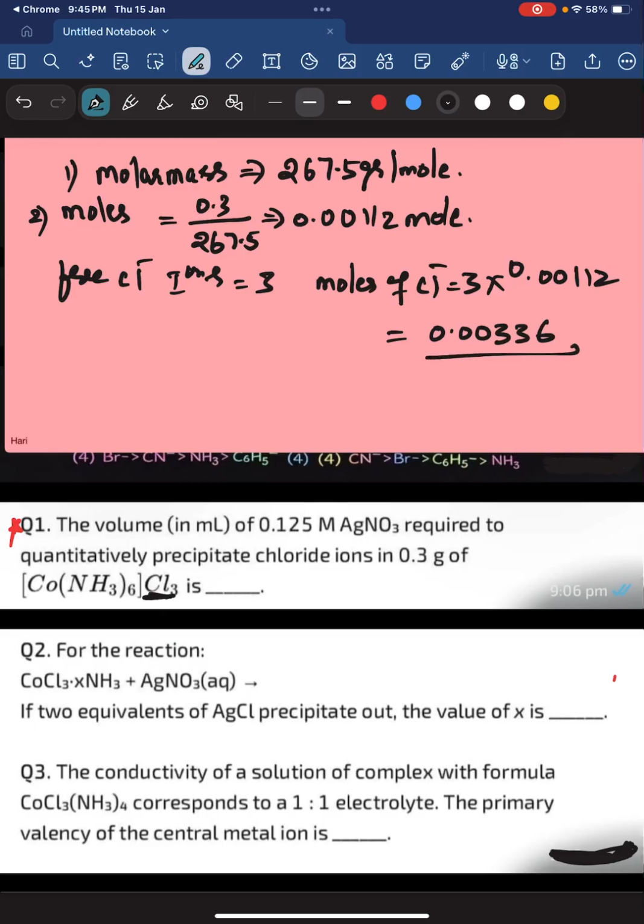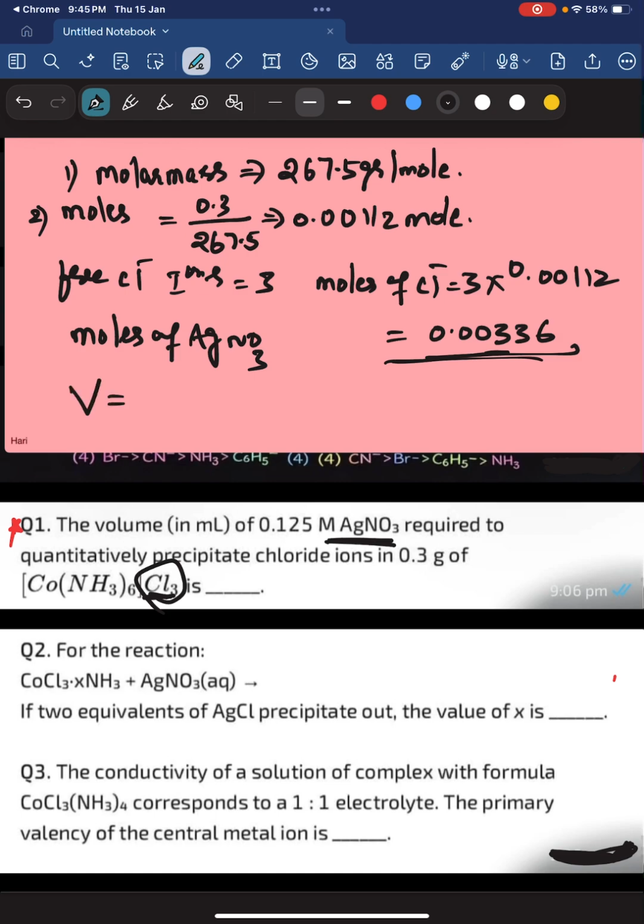So we got to know how many moles of AgCl will be formed, or how many moles of AgNO3 react with this, because AgNO3 reacts with respect to the primary valency, means outside how many Cl are there, accordingly AgNO3 reacts with this and forms AgCl. That means moles of AgNO3 equals the same. This is the moles of AgNO3.